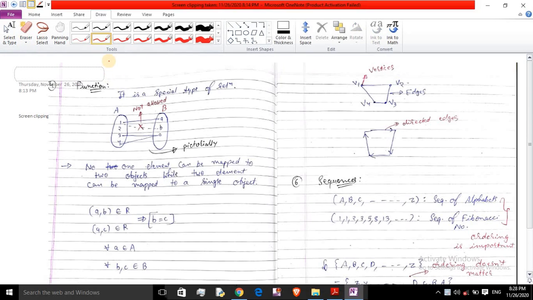Till now we have discussed the relational concept. Now we will discuss some mathematical foundation which is required. Now see the next concept, function. What is a function? It is a special type of relation.